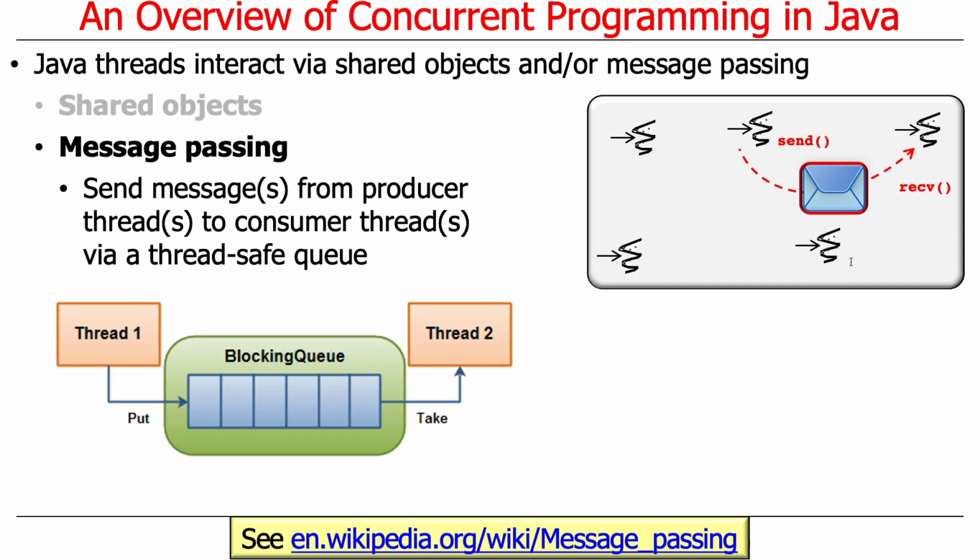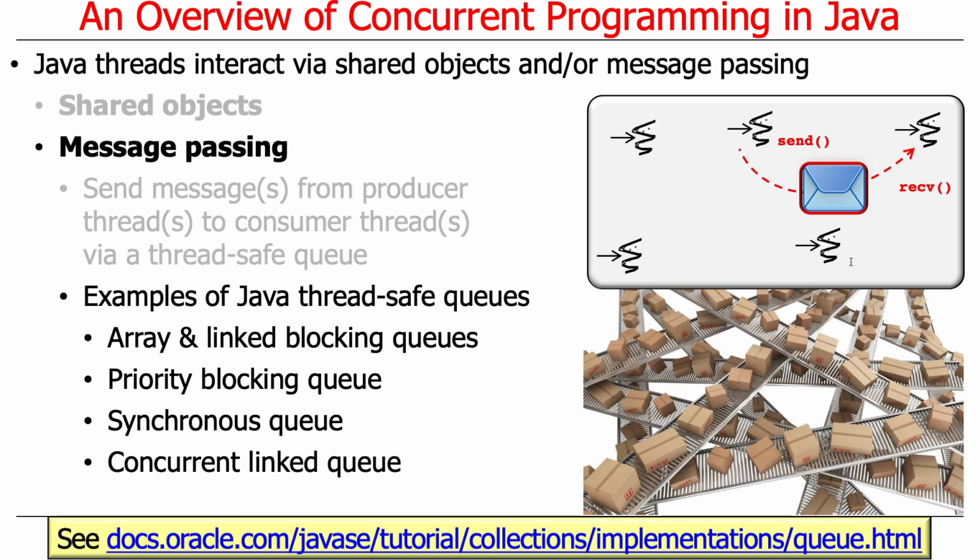The other approach, as I mentioned before, is message passing. And this involves passing messages from one or more producer threads, which send the messages to one or more consumer threads, which receive the messages by some kind of thread-safe queue. And there's lots of different types of thread-safe queues. So as we'll see, there's array and linked blocking queues, and we'll talk about what their behaviors are, and we'll also look at the implementation, a couple different variants of implementations, including the ones that are in Java itself.